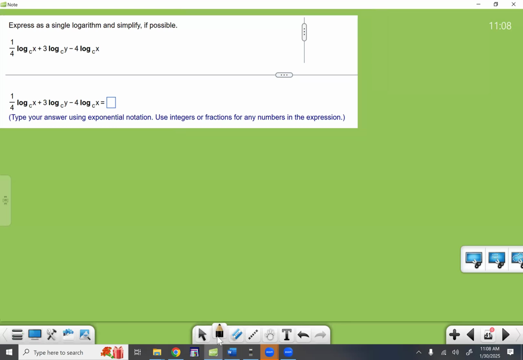All right, let's take a look at number 11 from 5.4. So now we're going kind of in the backwards direction. Before we were taking things and expanding them. Well, now we're going to take things and condense them. So we want to write this as a single logarithm.